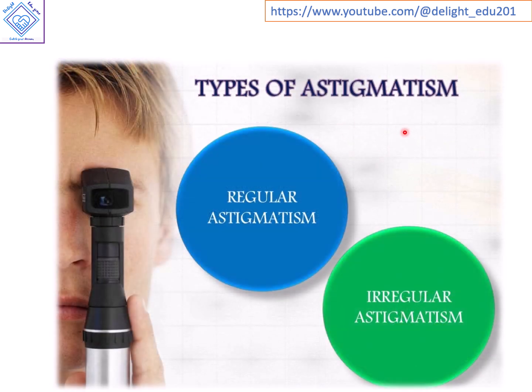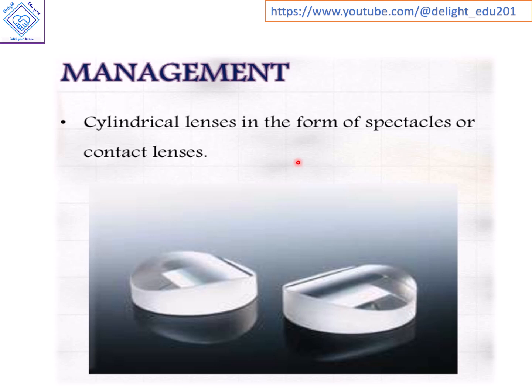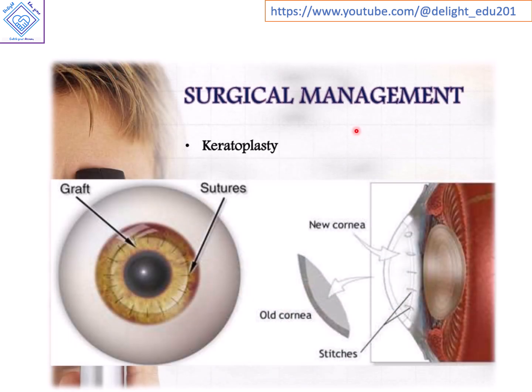Types of astigmatism: regular astigmatism and irregular astigmatism. Management: cylindrical lenses in the form of spectacles or contact lenses. It is the best choice to correct astigmatism. Surgical management: keratoplasty. So we remove the old or affected cornea and replace it with a normal one.